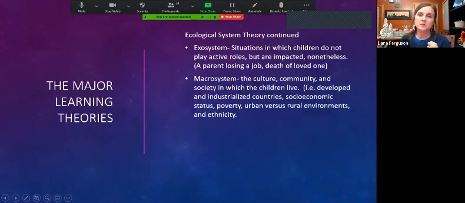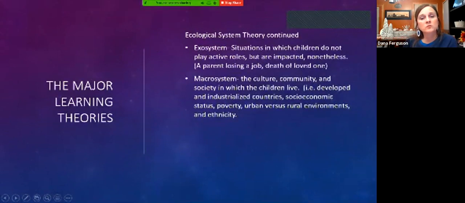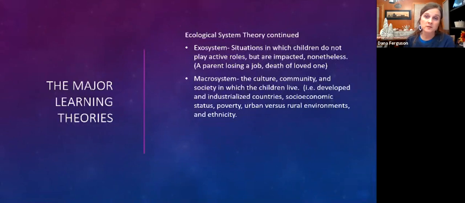So then there's the exosystem. So situations in which children do not play active roles, but are impacted nonetheless. So things like a parent losing a job, that can really affect a child and their development. If the family is depressed about that, if there's stress in the home, that's going to affect the child. We think of children as being resilient, and they are, but oftentimes we think that these things don't impact them as deeply as they often do. And a lot of times their personality, their temperament plays into that. Some children are going to be far more affected by that than others.